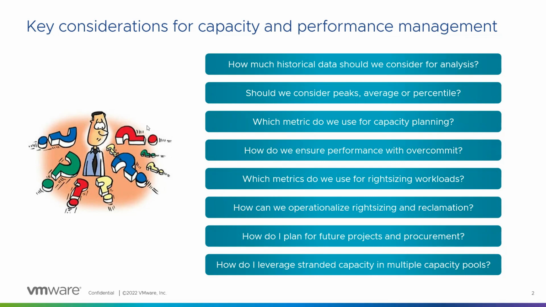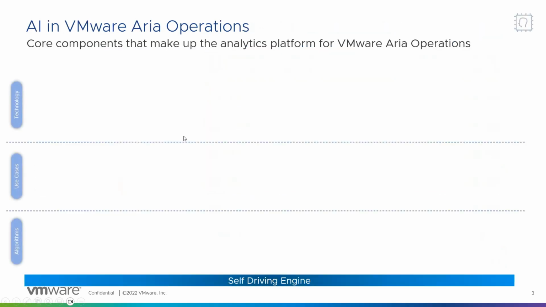So showing how much historical data is used for doing capacity management, how we handle peaks, what metrics we use, how we ensure that we have adequate performance, how we come up with these right sizing recommendations, and then how we do these projections. There's a lot of different dimensions when you're talking about capacity management. I'm going to touch on most of these, and how these are actually determined and calculated, and where these all come into play.